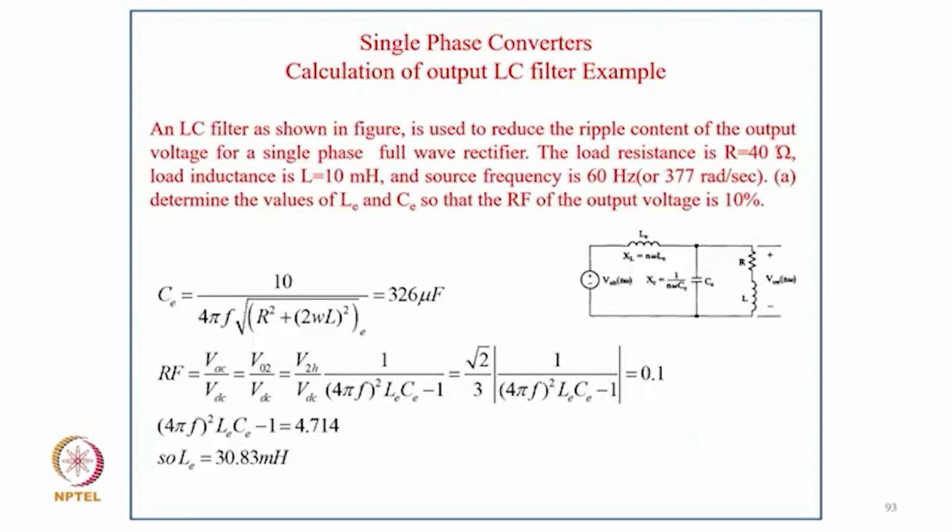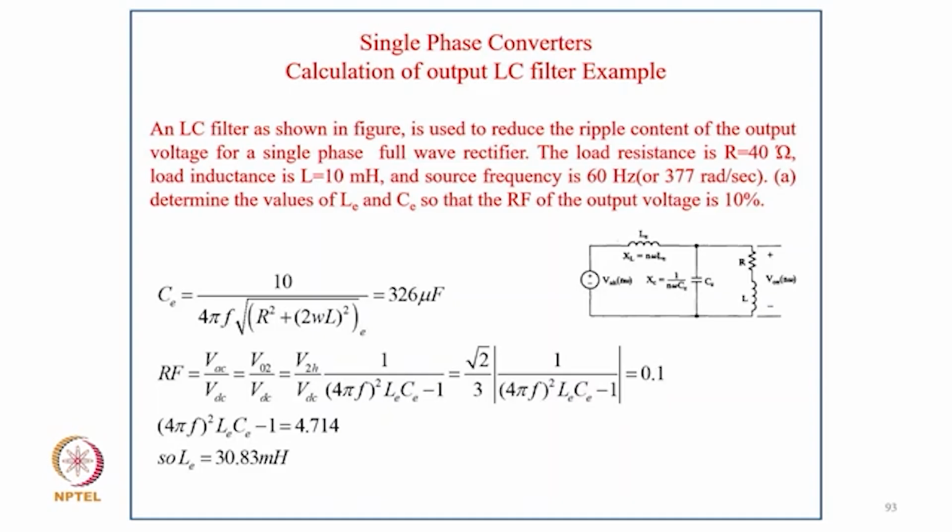So now an LC filter as shown in the figure is used to reduce the ripple of the output voltage for a single phase full wave rectifier. The load resistance is R 40 ohm and the load inductance is 10 ohm, and the source frequency is 60 Hz or 377 radian per second. So determine the value of L and C so that the ripple factor is 10%. So you can see the equivalent circuit, how after the diode rectifier the LC filter is used with the load.